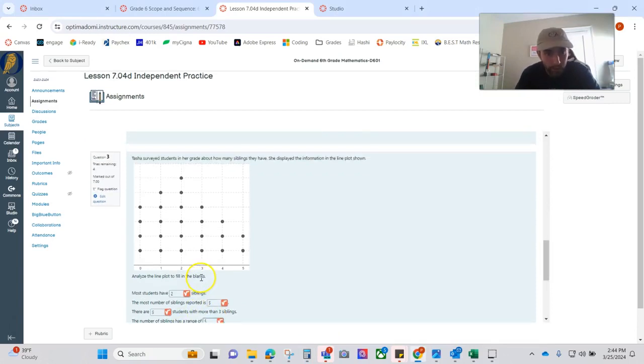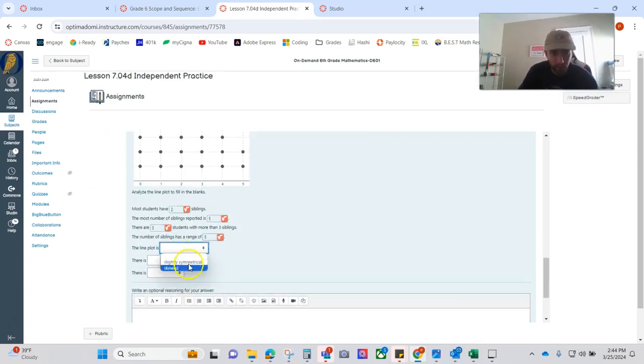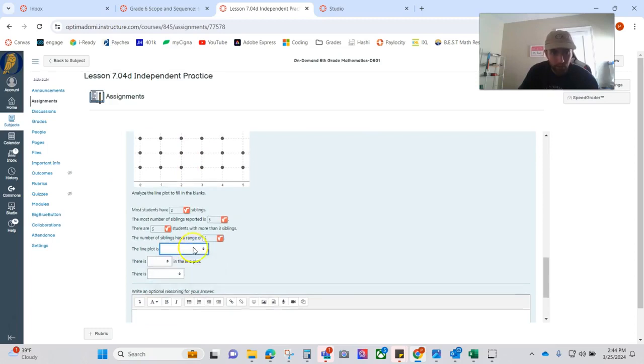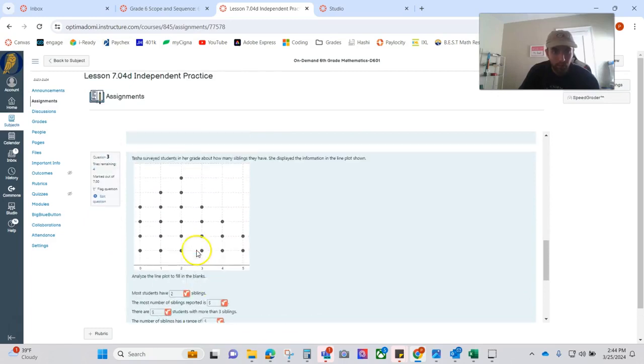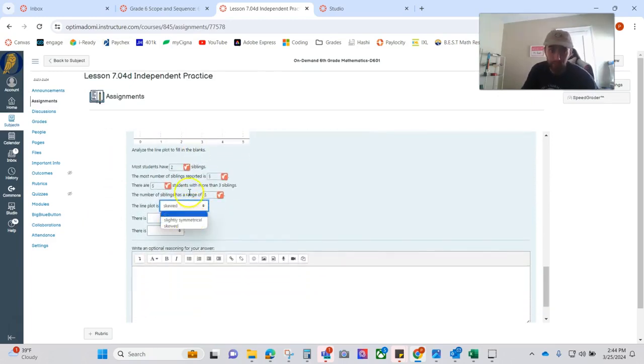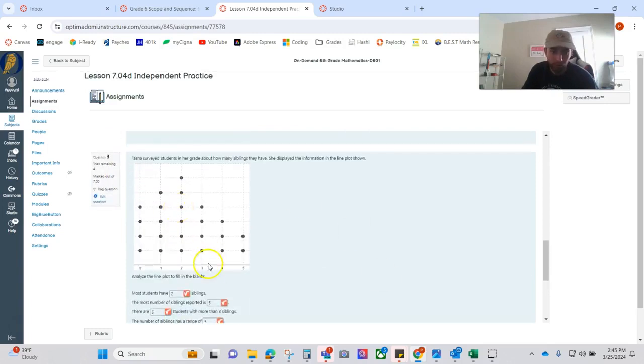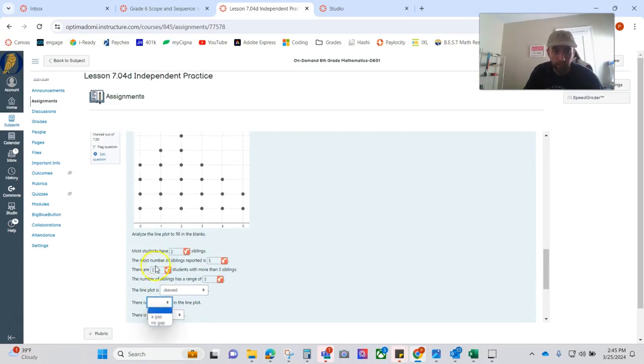This line plot, is it skewed or symmetrical? Symmetrical means if I were to draw a line right down the middle, it would look about the same on each side. I think if I drew a line right down the middle, it looks like there'd be way more on the left than on the right. So I think this would be skewed, but okay, I'll try skewed, but it could be slightly symmetrical. I'm going to try skewed first, and then I'll try this question again if I get it wrong. Is there a gap?